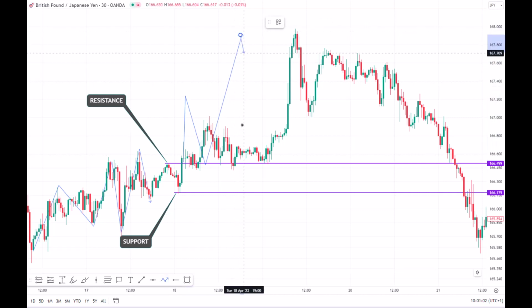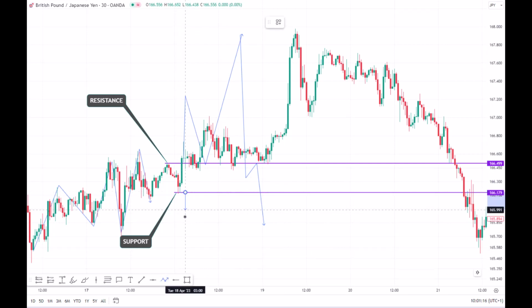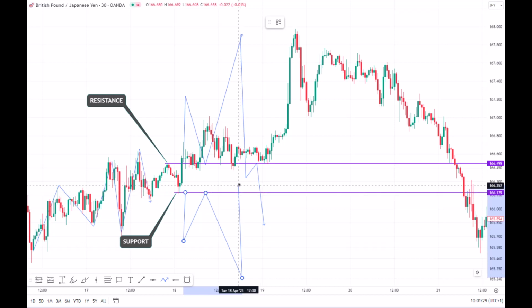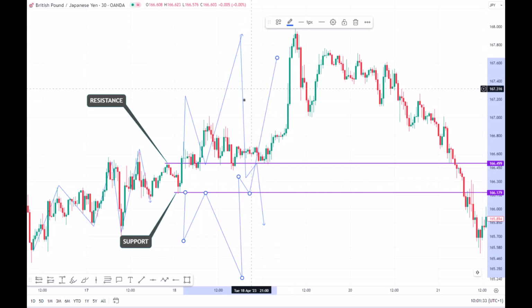Otherwise, it will come back to that same level of resistance, break through, retest, and continue dropping to the downside. Or at a level of support, we want to see support break to the downside, come back again for the retest at that same level and continue moving to the downside. Otherwise, it will come back to that same level of support, break through, retest, and continue moving in that direction.